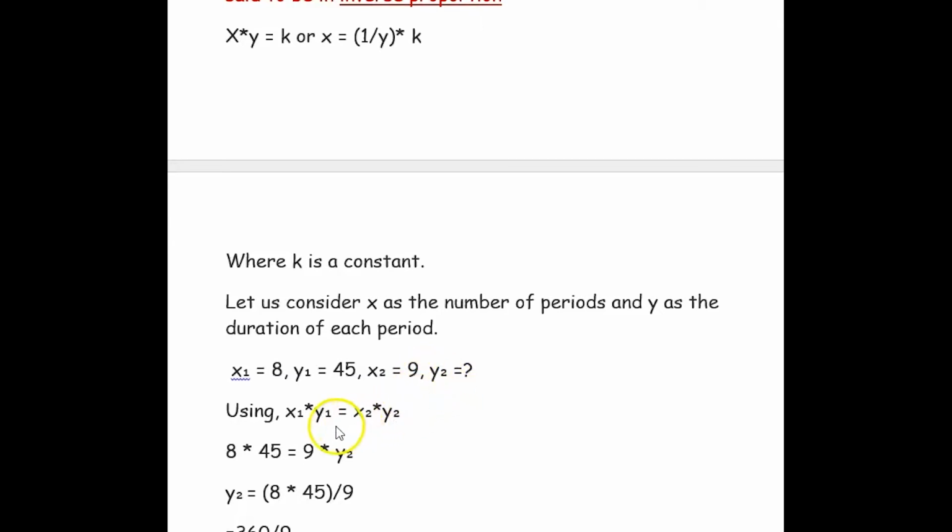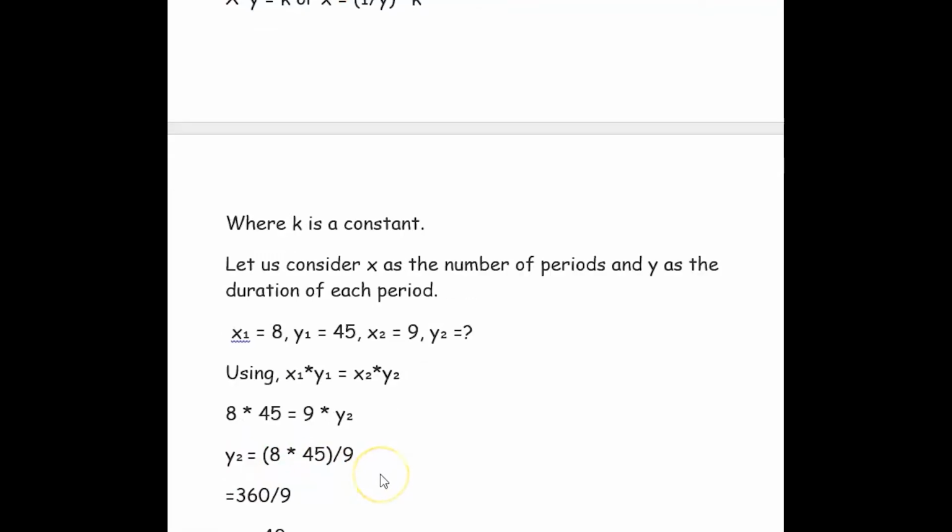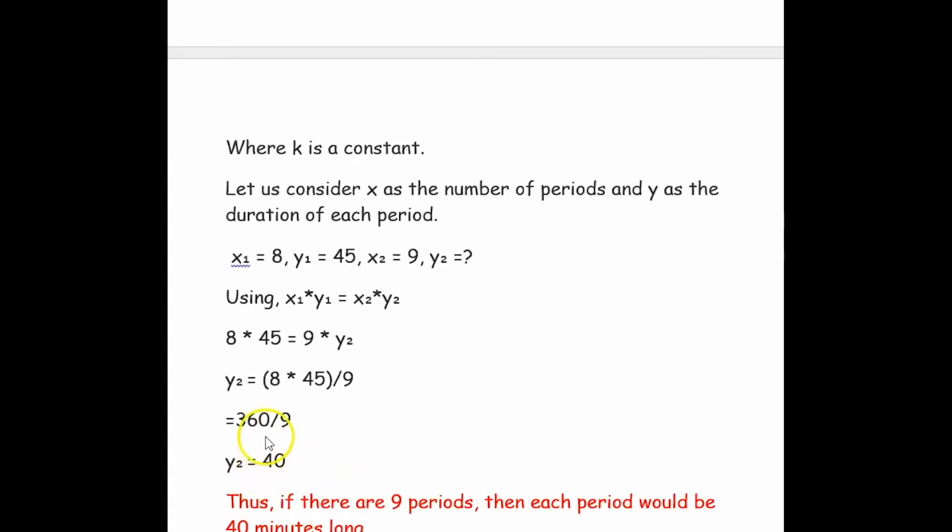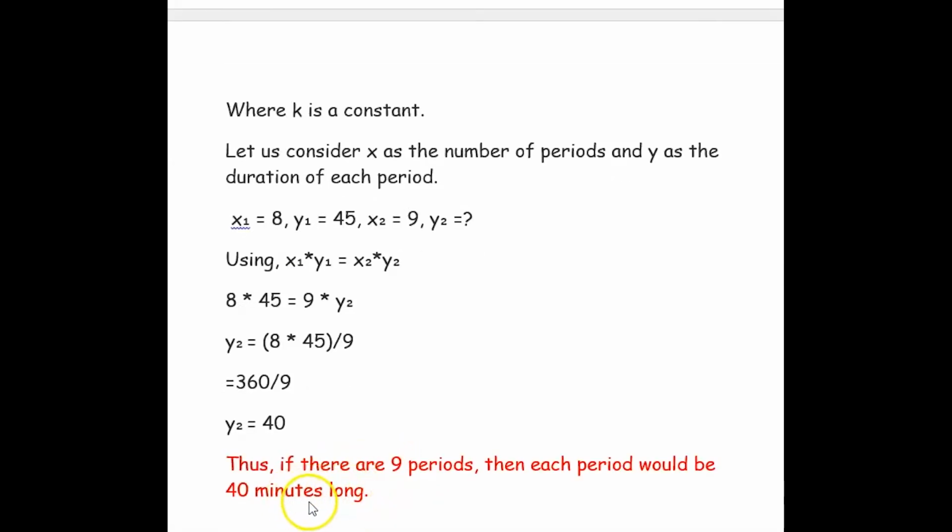Now we know the relation for inverse proportion, that is, x into y equal to constant. So we can write it as x1 into y1 equal to x2 into y2. Substituting the values, 8 into 45 equal to 9 into y2. On rearranging, we get 8 into 45 divided by 9 is equal to y2. That is 360 divided by 9, so y2 equal to 40 minutes. So if there are 9 periods, then each period will be 40 minutes long.